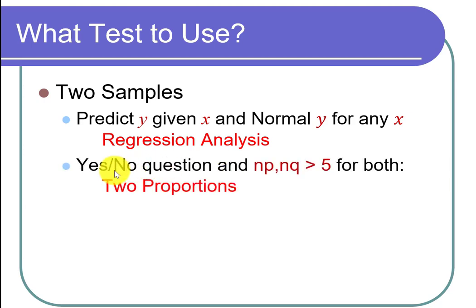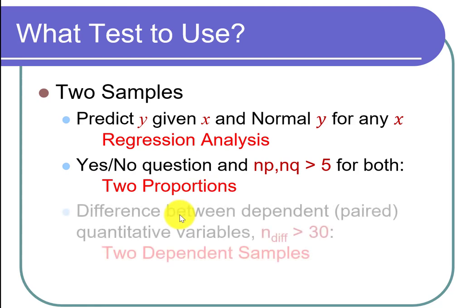On the other hand, if we have 2 samples, and each of them are yes-no questions, and we have np and nq greater than 5 for both of the groups, then we're talking 2 proportions. Again, that could be a confidence interval for the difference between 2 proportions, or a hypothesis test for the difference between the 2 proportions. Either way, it's going to be 2 proportions.